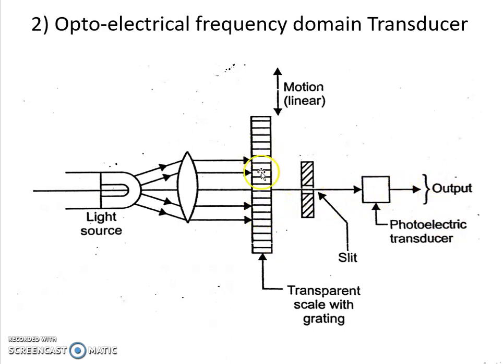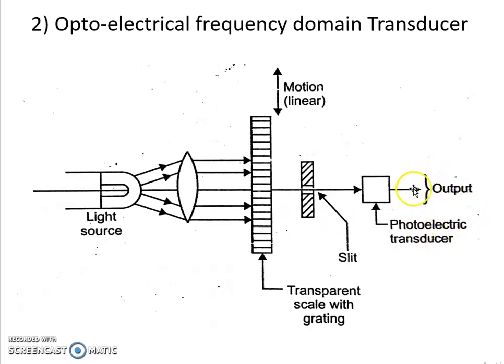Now again, when a pitch of the grating comes in the path of light, the light will pass through this transparent scale and this slit, and then again the output pulse is produced by this photoelectric transducer. In this way, when this transparent scale moves linearly up and down, according to the speed with which the transparent scale is moving, the output pulses are produced by the photoelectric transducer.